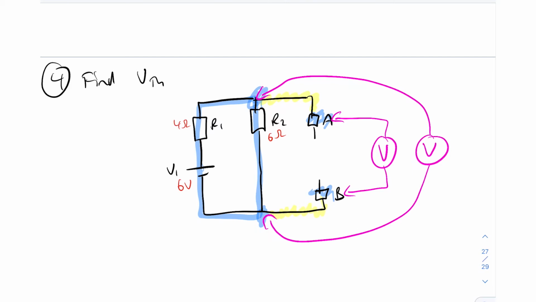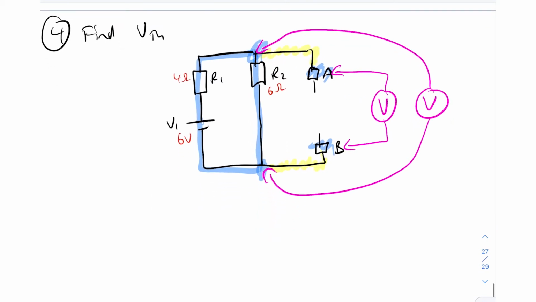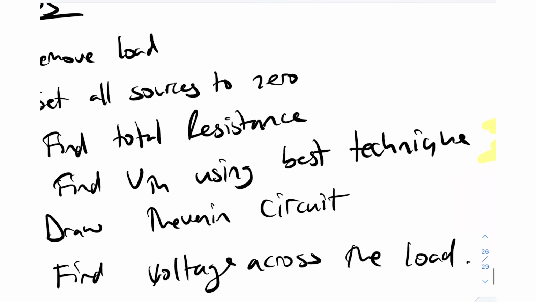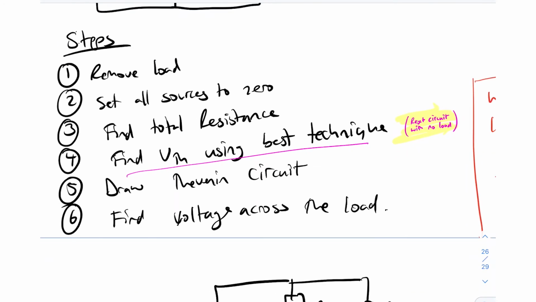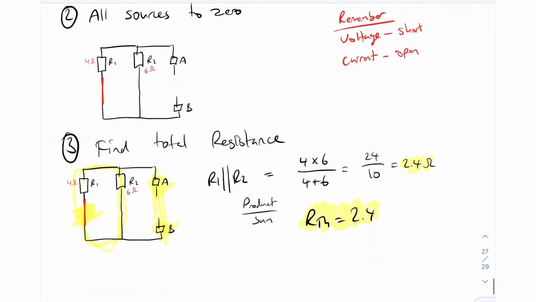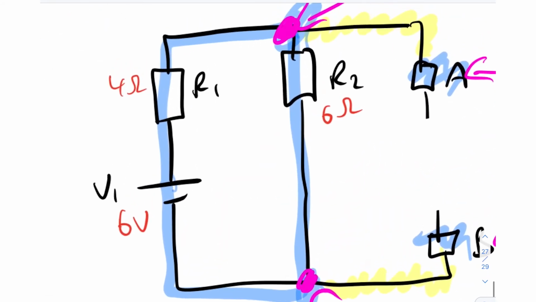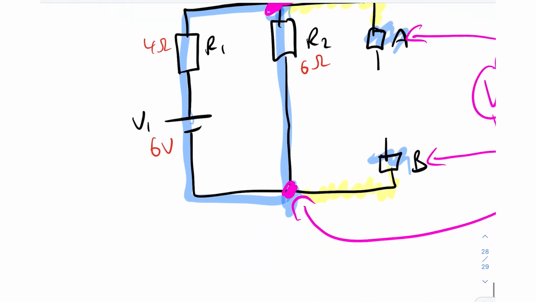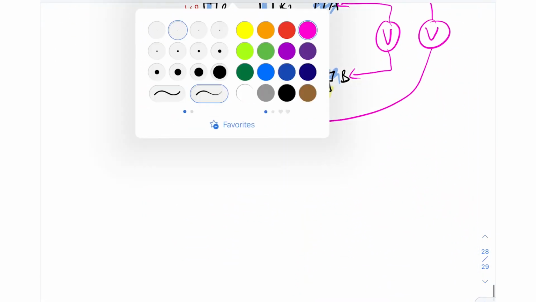So if we're saying that the voltage V Thevenin is this point and this point, then hopefully now you can see that this is a voltage divider. Now there are other ways that we could do this, but as I mentioned in the steps here, we're finding V Thevenin using the best technique possible. This circuit's super easy because it's basically just a voltage divider. If you can't see that, let me redraw it for you and hopefully it makes sense.